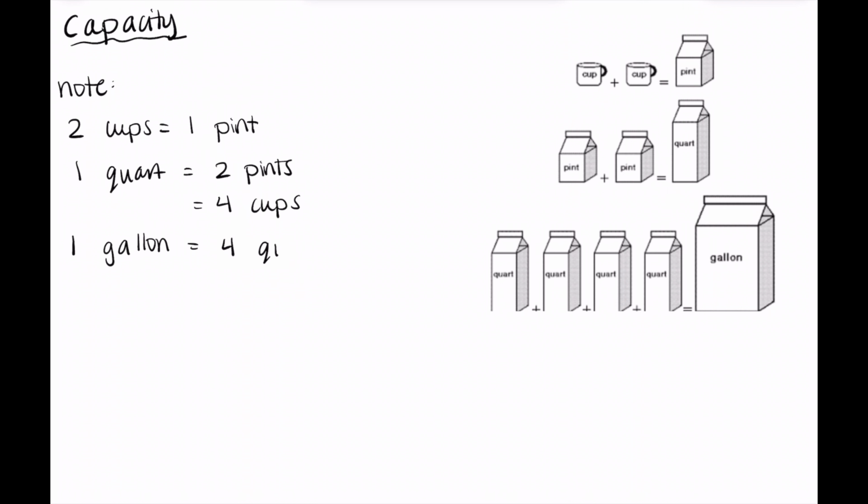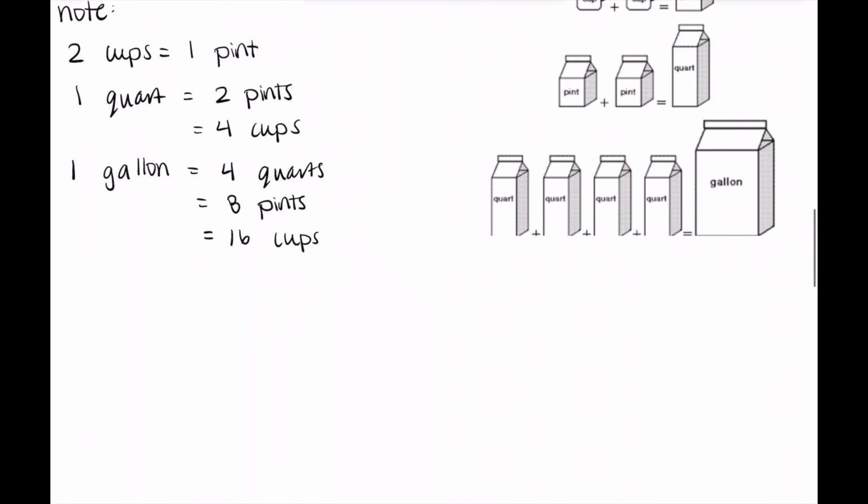Now to add on, we're going up to gallons. 1 gallon is 4 quarts, and if it's 4 quarts, then that means that it would be 8 pints, and that means that it would have 16 cups. So depending on what you're given, you can use any of these conversions to help you in a practice problem.